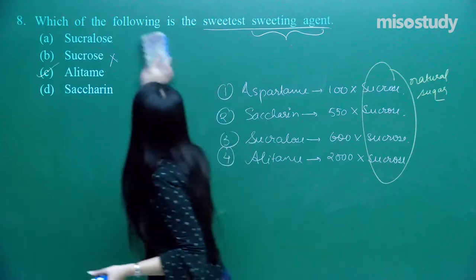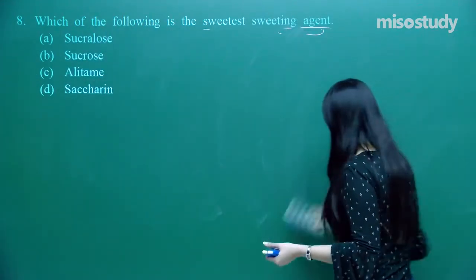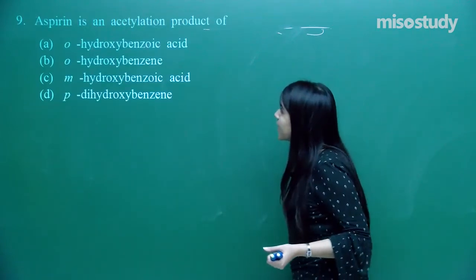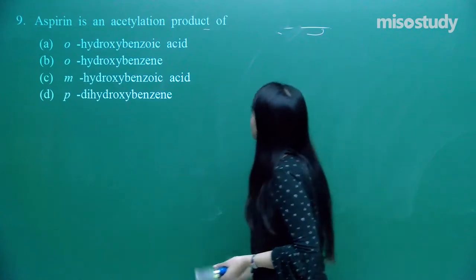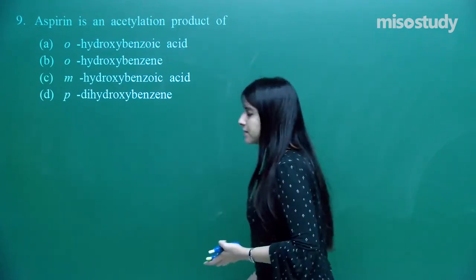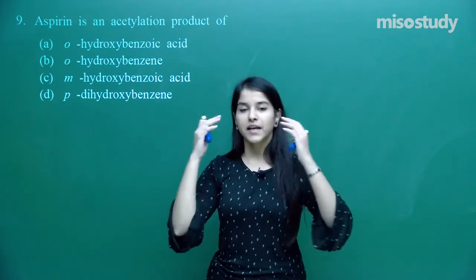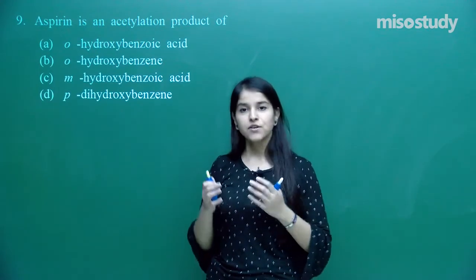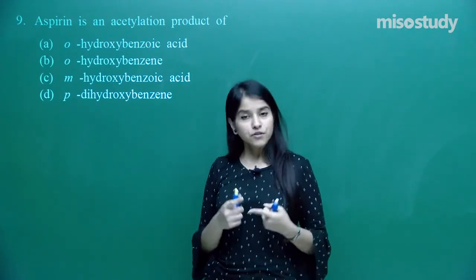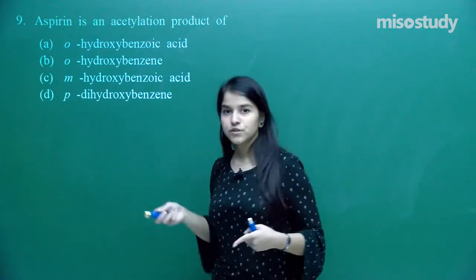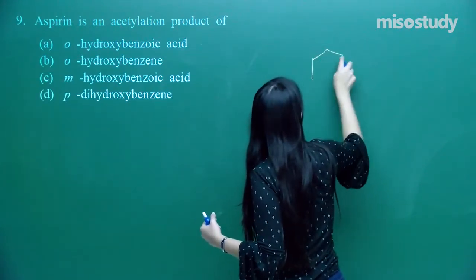So let's just move on to the second last question that we have. The second last question says, aspirin is an acetylation product of what? So we all know what aspirin is. Aspirin is actually reducing the headache. We usually use that also in order to reduce the fever sometimes. So that is why the aspirin is used. So let us just draw the structure of aspirin.